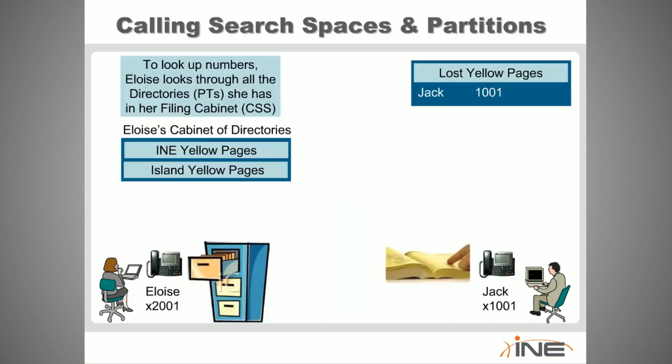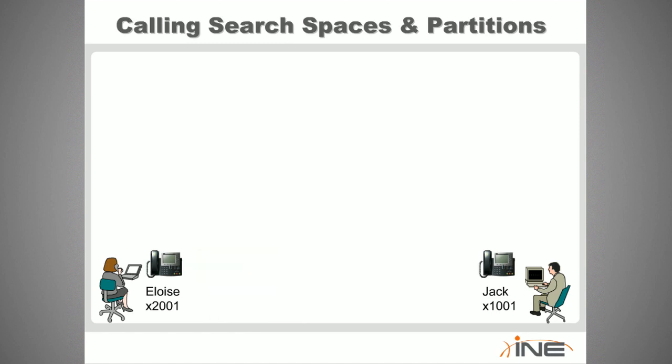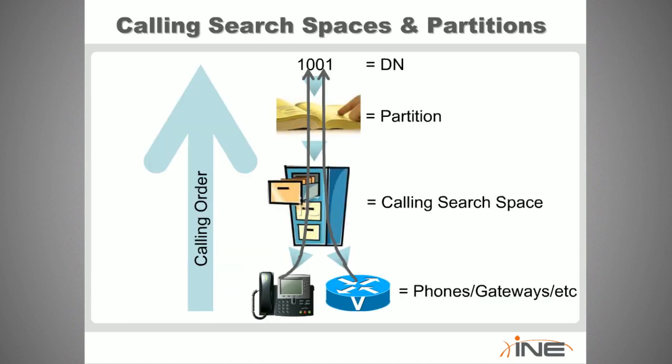So I want to go back one more time to this slide, just so everyone's fully clear on this one bit. DNs fall within partitions only. DNs have nothing to do with calling search spaces. Okay? They are not inside of calling search spaces. Likewise, you do not assign a partition to a phone or a gateway. You only assign a partition to a DN. DNs go inside of partitions. That's it.